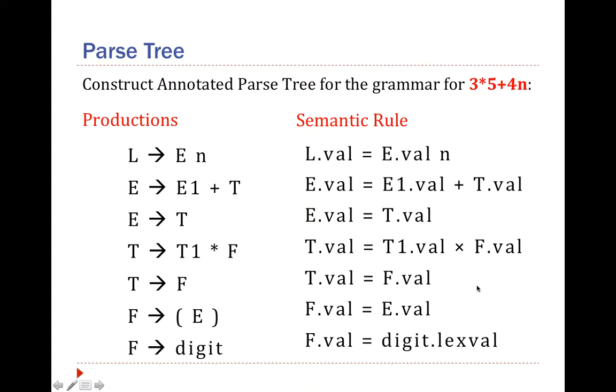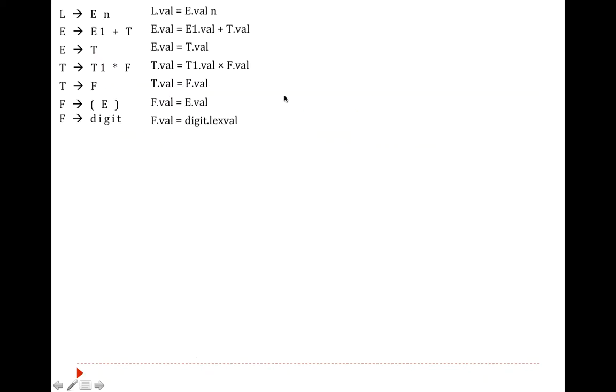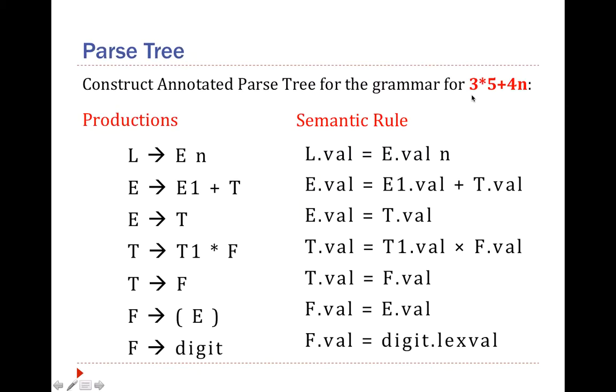So this forms the syntax directed definition, SDD, which has a context free grammar, attributes and the semantic rules. Now we use the SDD to construct the annotated parse tree. I have just written the grammar and the semantic rules. Now the desired string is 3 multiplied by 5 plus 4n.